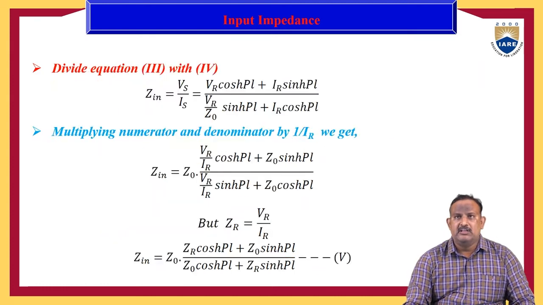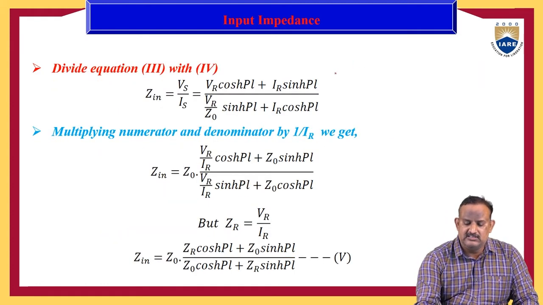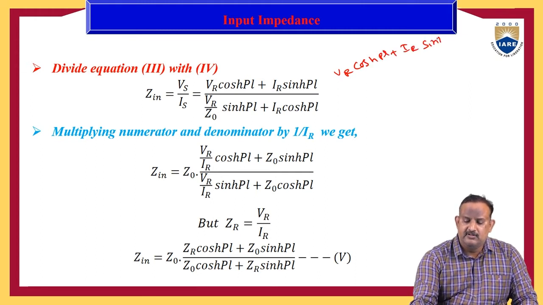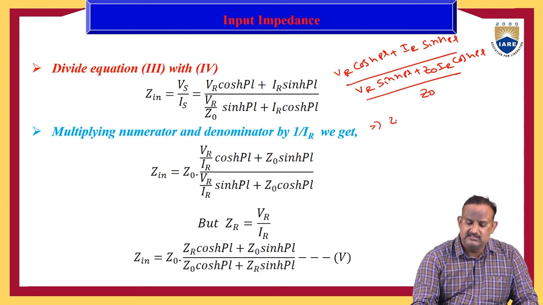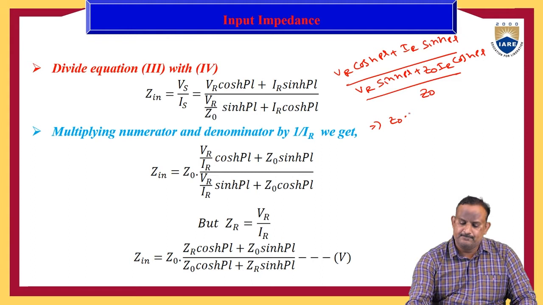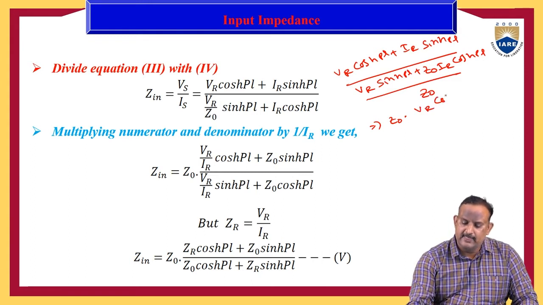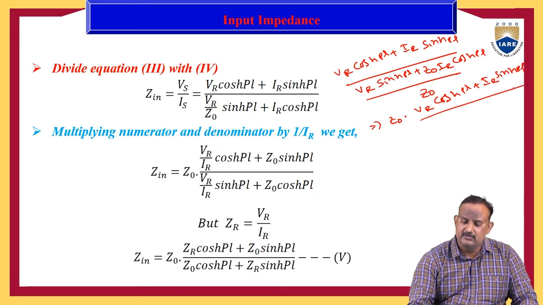So here in the numerator we need to take the LCM. If we take the LCM, it is VR cos HPL plus IR sin HPL by, and in the denominator, taking the LCM, it is VR into sin HPL plus Z naught into IR cos HPL by Z naught. Therefore, we can write Z naught into (VR cos HPL plus IR sin HPL) by (VR sin HPL plus Z naught IR cos HPL).